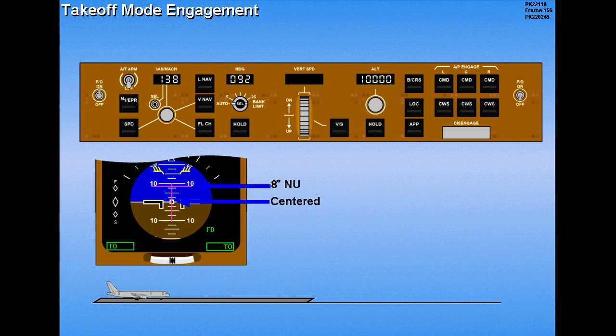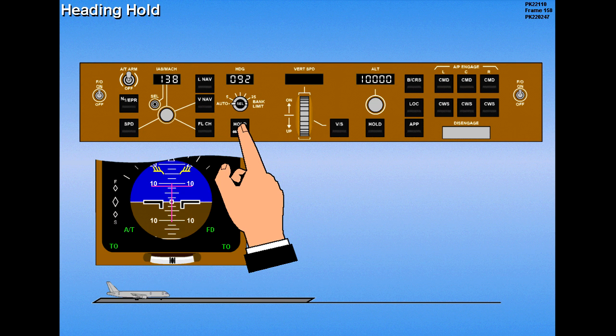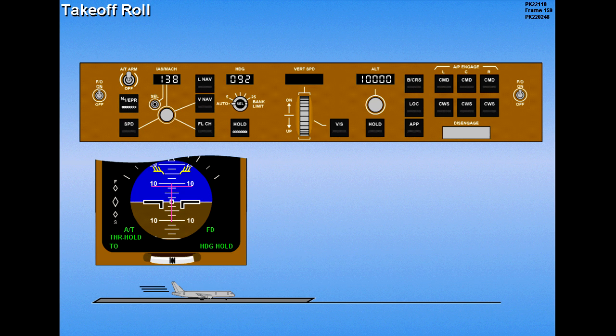Now let's look at a normal takeoff profile. One of two roll modes is commonly used during a Flight Director takeoff: takeoff or heading hold. Usually, heading hold mode is used, which is engaged when aligned with the runway prior to the takeoff roll. During the takeoff roll, the pitch bar continues to indicate 8 degrees nose up with the roll bar centered.